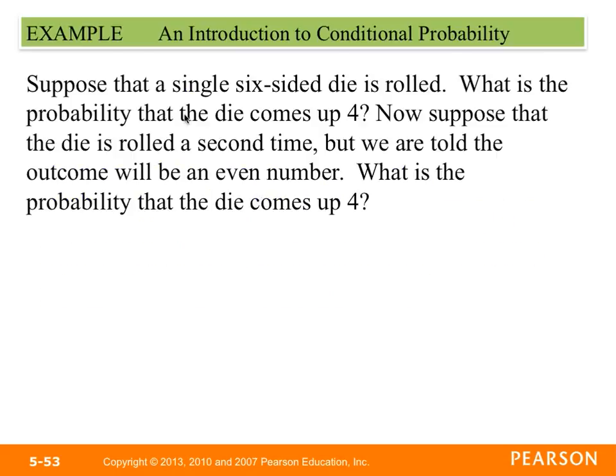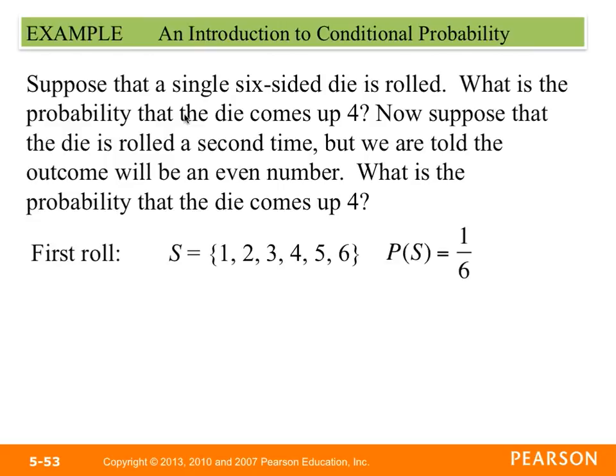So let's suppose that a single 6-sided die is rolled. What is the probability that the die comes up with 4? Now suppose that the die is rolled a second time, but we are told that the outcome will be an even number. Now what is the probability that the die comes up 4? So if we think about our first roll, the probability of getting a 4 is just 1 out of 6 because we have one number 4 out of our 6 total numbers.